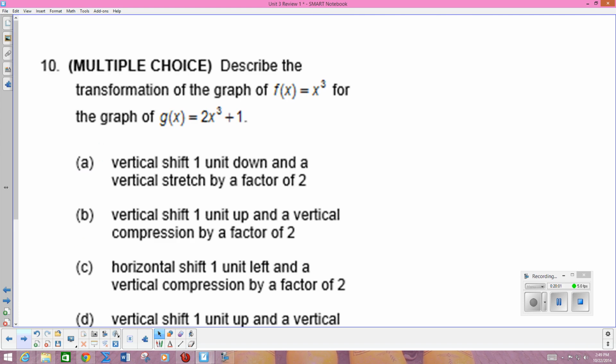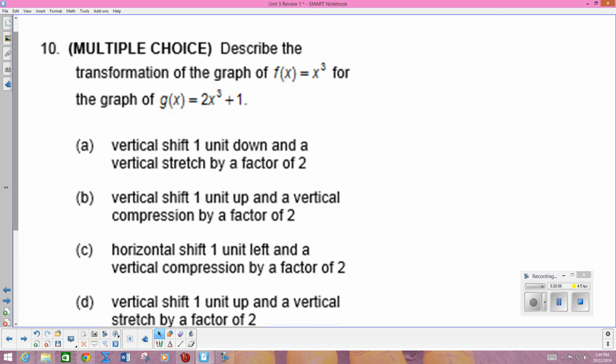Okay, moving on. So, same type of thing, just now I'm looking at different words and what's happening. So I have a parent function of f of x is equal to x to the third. So we know that's a cubic. And so we want to talk about different things. We know that the plus 1 is moving it in which direction? Up, down, or left and right? Up, down, and it's positive 1, so we know that that's up. And so up and down is vertical. So it's a vertical shift up 1.